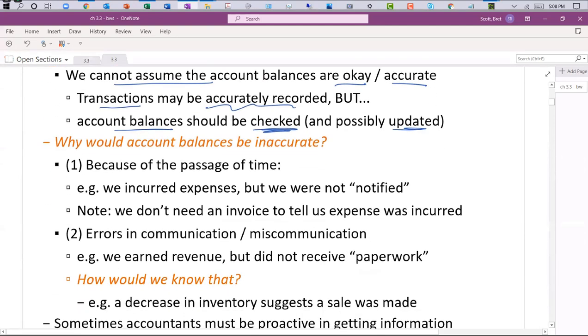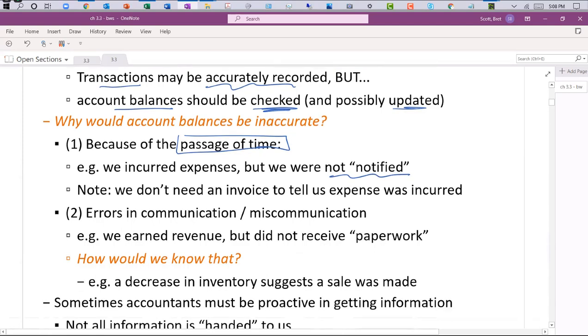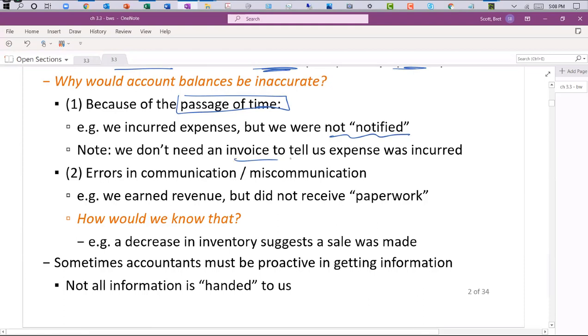Why would the account balances be inaccurate? Well, one of the main reasons is because of the passage of time. As time goes on, we incur expenses, but maybe we don't get notified of those expenses. We just have to be aware of them. We don't necessarily need an invoice to tell us that we incurred an expense. There are also errors in communication. It's possible that we perform some services out in the field, but our consultants haven't sent us the information about what services they performed. So maybe our revenue is too low. If we've earned revenue but didn't receive the paperwork, we need to make an adjusting journal entry.